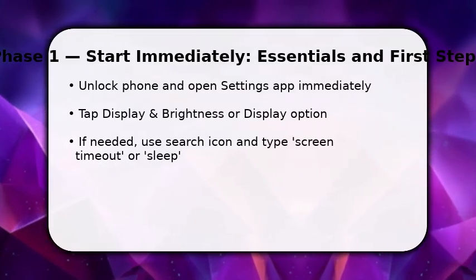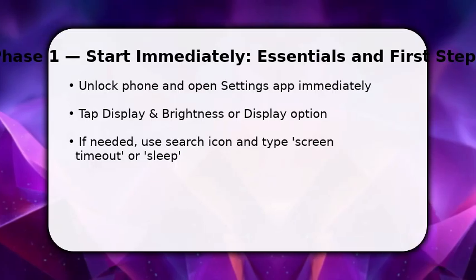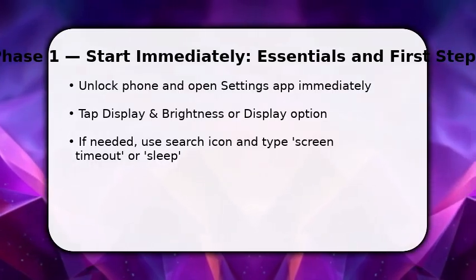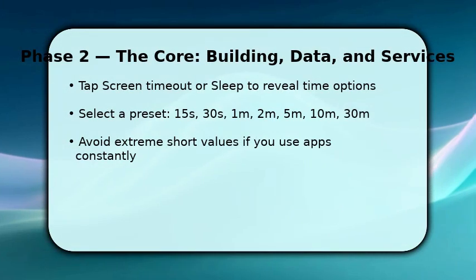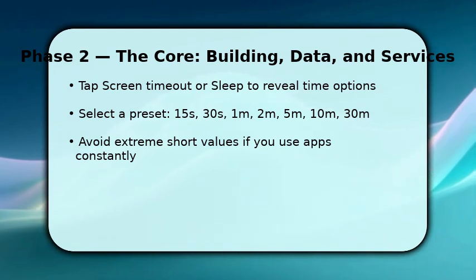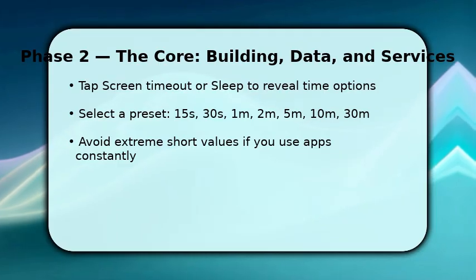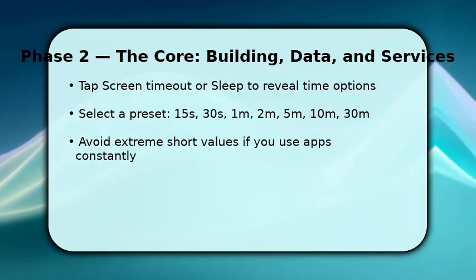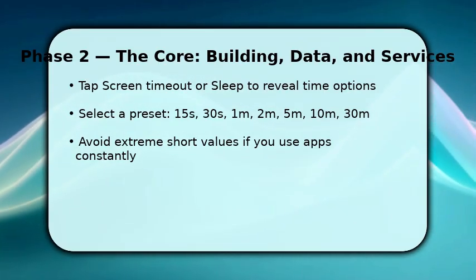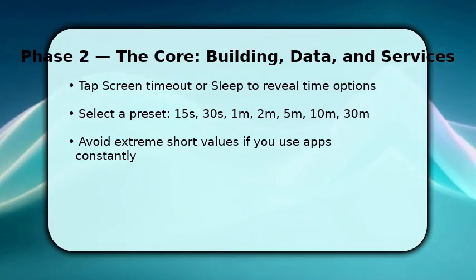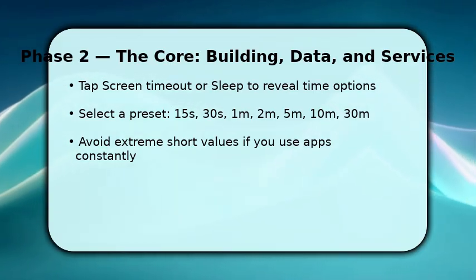Make sure you're not in a profile or power saving mode yet, because those can override the value you set next. Now choose the new timeout. Tap Screen Timeout or Sleep and a list appears, 15 seconds up to 30 minutes. Pick a preset that matches how you use the device, shorter to save battery, longer to avoid repeated unlocks. Once done, the setting applies immediately.